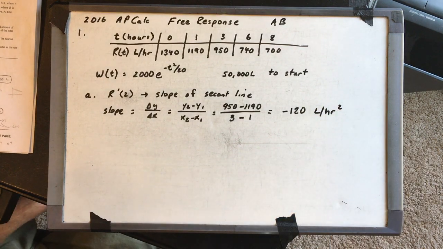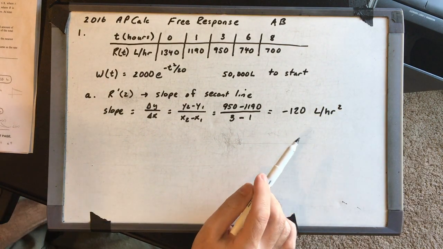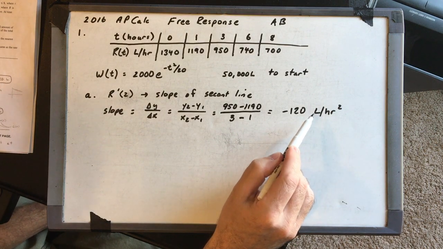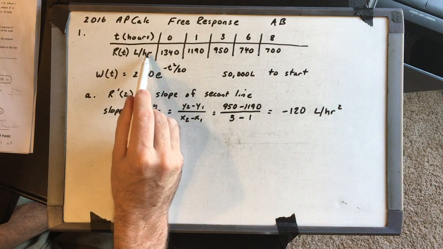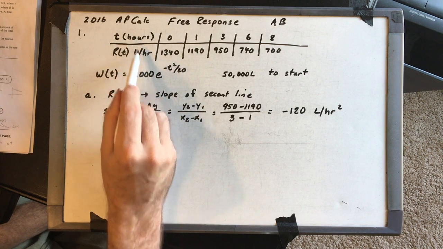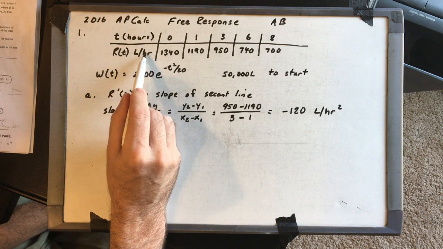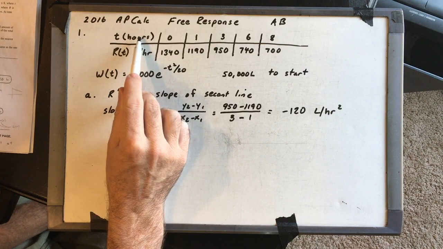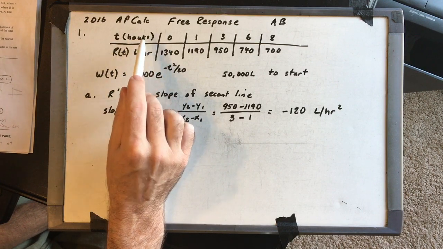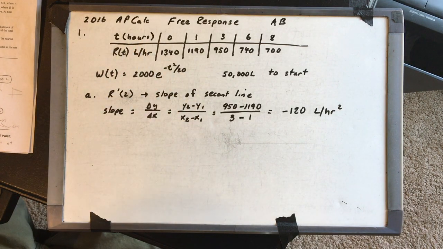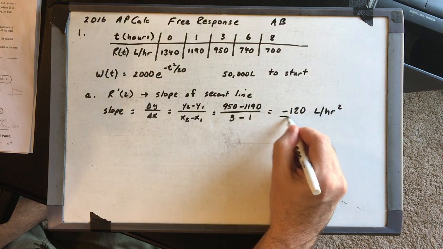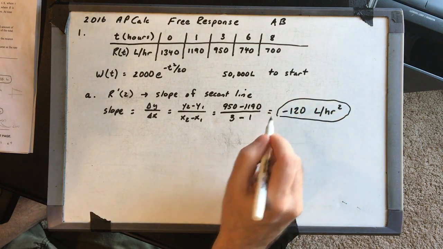Now, how do you get the proper units? And you will need to have the proper units. It's liters per hour per hour. Okay, the unit for the y value, R of t, divided by the unit for the x value, which is time. So liters per hour per hour. So that'd be liters per hour squared. So that's your estimate of R prime of 2.